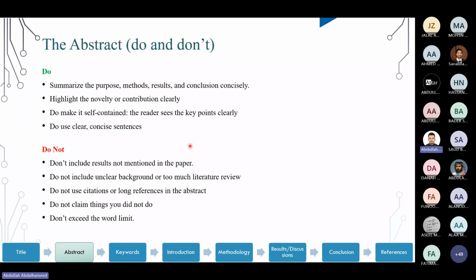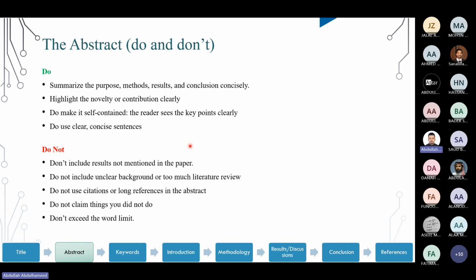Now we come to the do and do not. In the abstract, summarize the purpose, method, result, and conclusion concisely. And as I mentioned, the abstract is actually a summary. Highlight the novelty or contribution clearly. This is something most people actually miss.